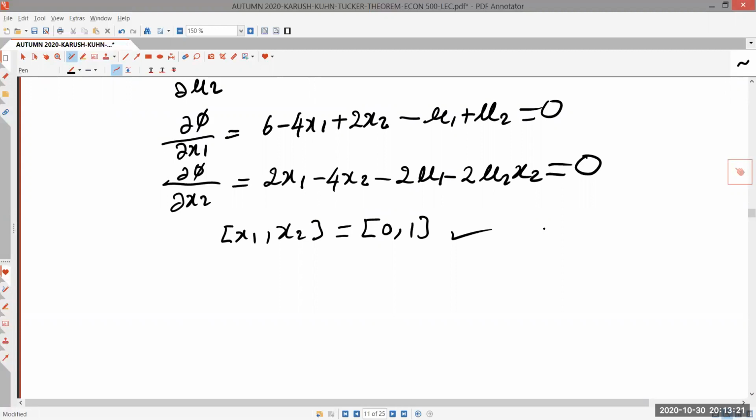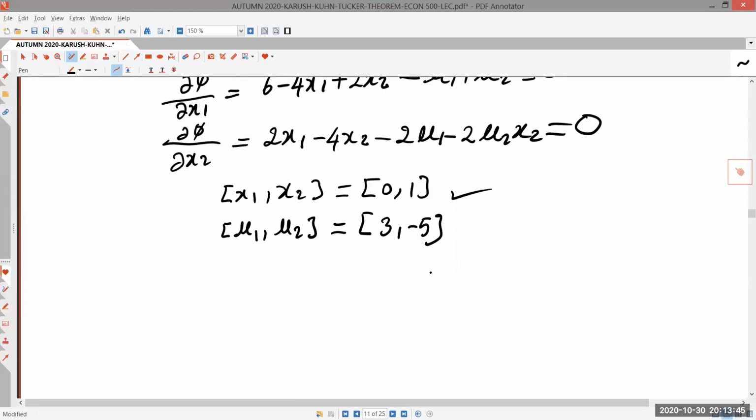Kabul edelim mi? Eğer şöyle yazayım size, bu x1 ve x2 değerlerini yerine koyarsanız mu1 ve mu2 değerlerini ne yapıyorsunuz? 3 ve eksi 5 olarak buluyorsunuz. Bu kabul edilir mi? Mü'lerin sıfırdan büyük olması gerekiyor hocam. Yes. And then here, since mu2 is here less than zero, kabul edilemez. X1 eşit de 0 olabilir çünkü.